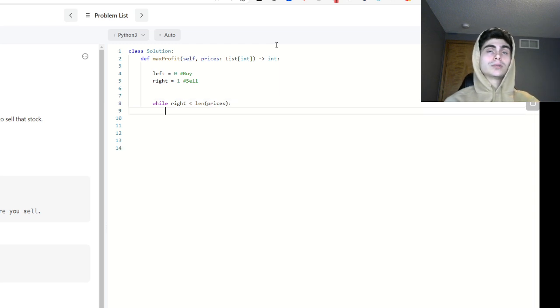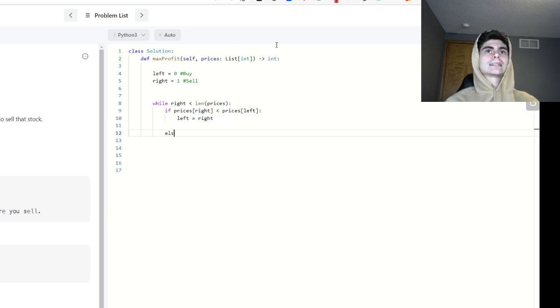And so what we'll do is the check. We want to see, is right a higher value than where we bought it? And we would want that to be the case because that's how we would make profit. So we do if prices right is less than prices left, then we just want to move the left pointer to the right pointer, because we're not going to make profit.